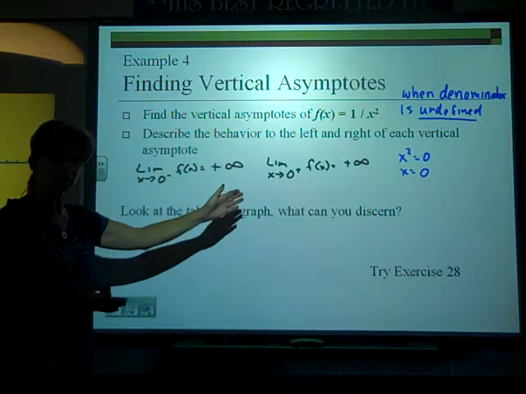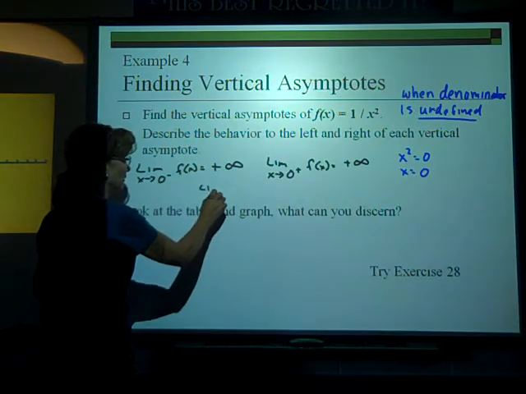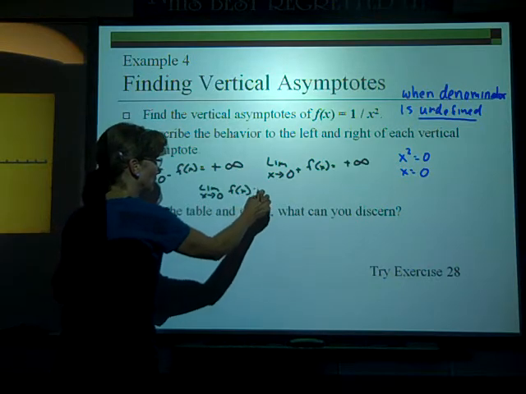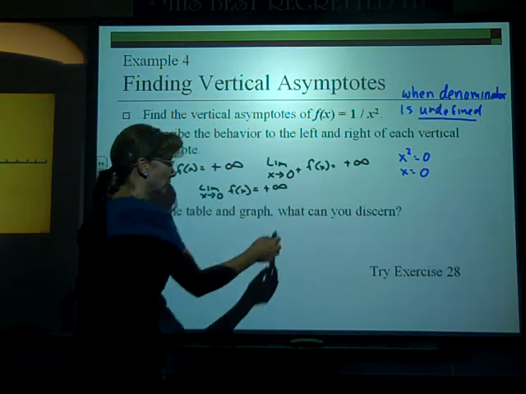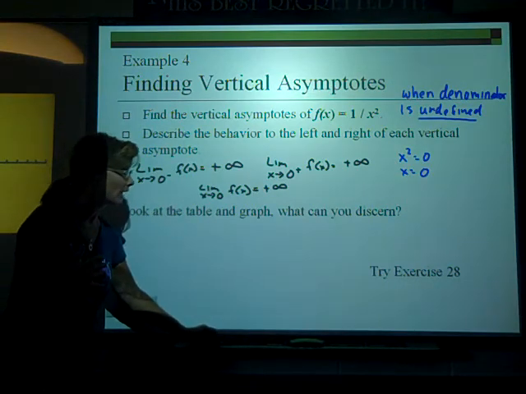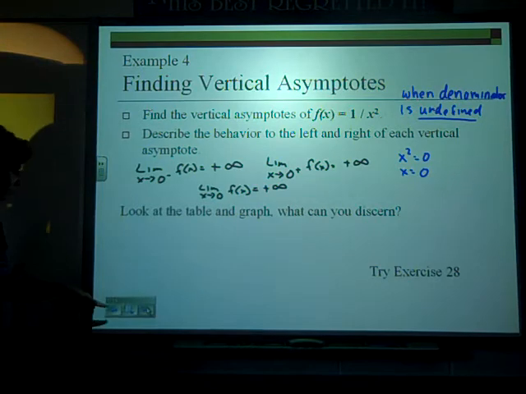And if both of those things are true, from the left and the right, the same, then we can say the limit as x approaches 0 of f of x equals positive infinity. There's a vertical asymptote there, but the function's behavior is going the same way from both directions, okay?